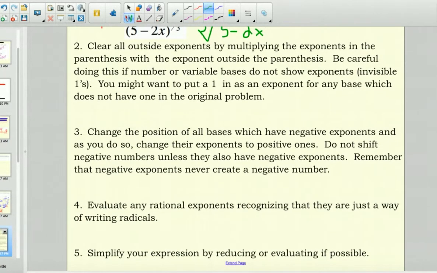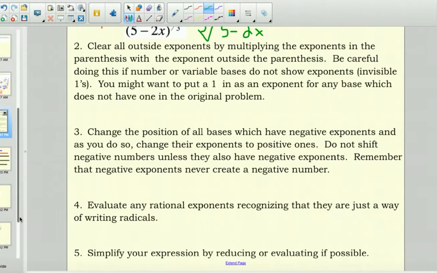There's some other steps here that I think are in your notes. You can just look them over. Clear out all the exponents. Yeah, we're just going to go through some of these problems. So if you need to, you can use these slides or pause the video and read through them. Make sure you understand them, but I think some examples are probably the best way to do it.